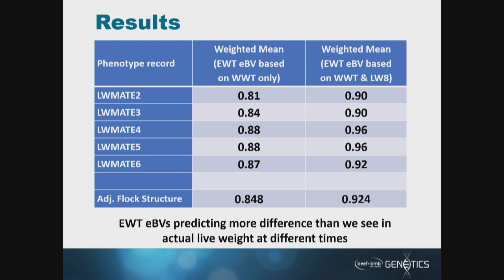And this is what it looks like. In the first column you've got the phenotypic record which we were comparing to. In the second column we've got a weighted mean ewe weight breeding value based on weaning weight only. And in the last column we've got a ewe weight breeding value based on weaning weight and live weight 8. You can see that when we compare the breeding value with each of the live weight phenotypes, in each case the slope is less than 1, which means that the breeding values are predicting more live weight difference than we're actually seeing in the adult sheep. And it makes sense that when you add in weaning weight and live weight 8, that over prediction is a little bit less because you've got a little bit more information later in the ewe lamb's life.